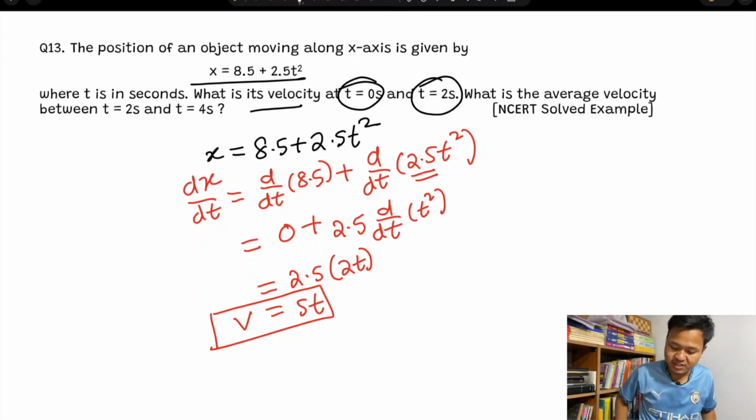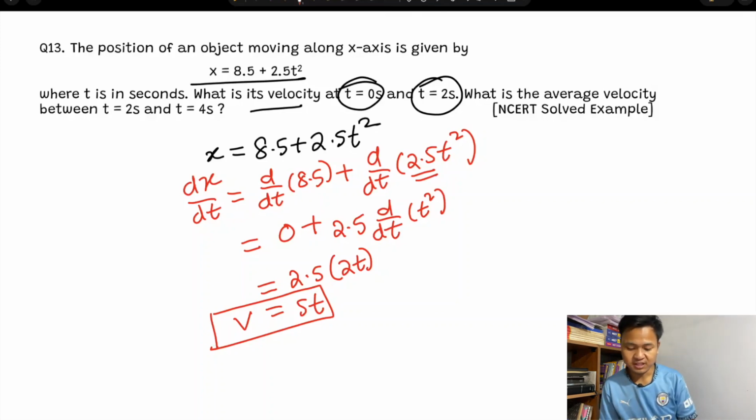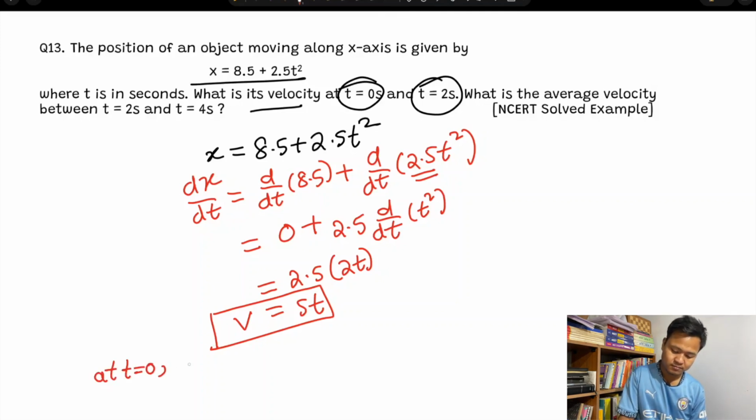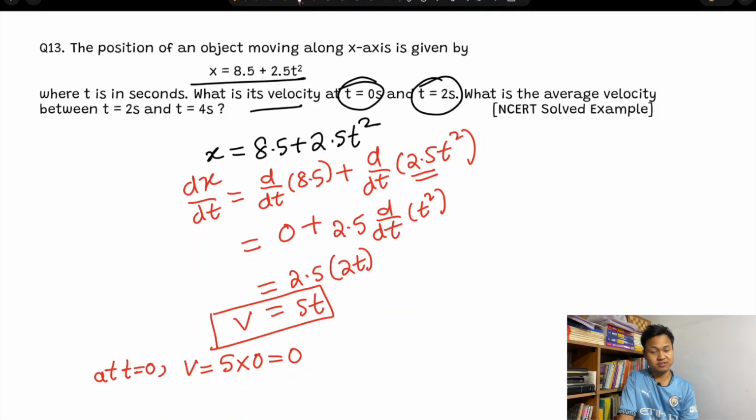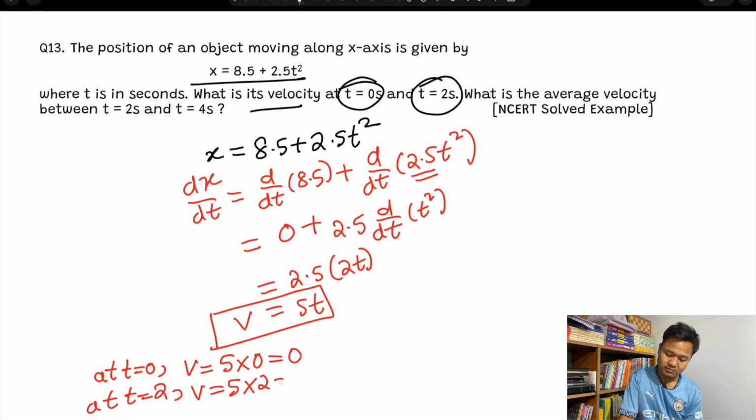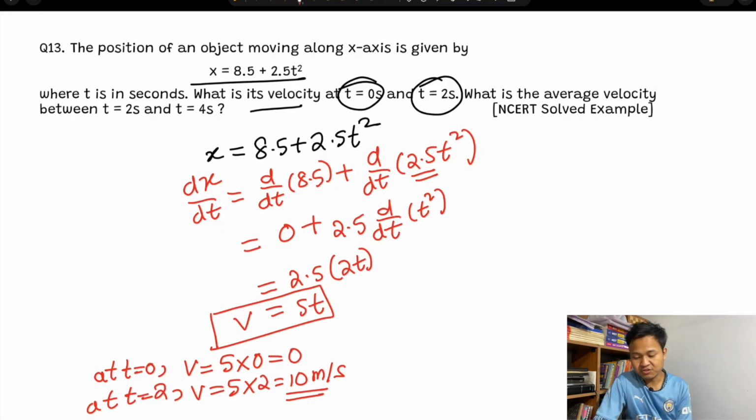So dx by dt is v. The velocity at t equals 0: v is 5 into 0, which is 0. So the velocity at t equals 0 is 0. At t equals 2, the velocity is 5 into 2, that means 10 meter per second. Next question: what is the average velocity between t equals 2 and t equals 4?